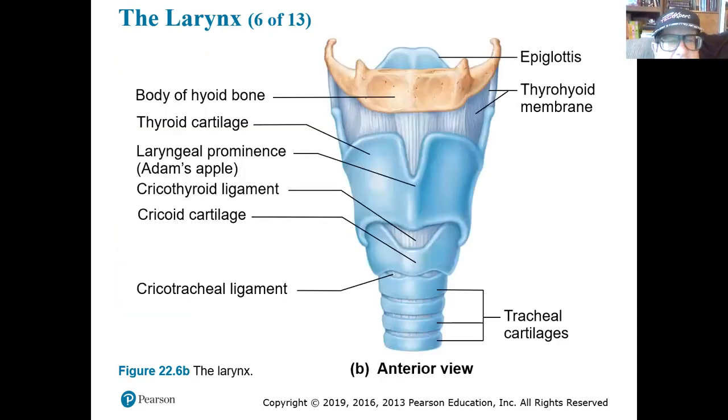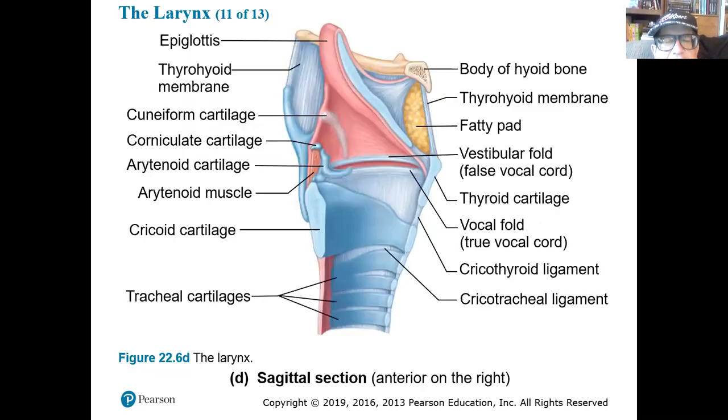Moving on. The hyoid bone at the top. Now behind that, you have sticking up the epiglottis. There should be a lateral view. Sorry, a side view. Yeah, we have a side view. Okay, so cuneiform cartilage, corniculate cartilage, arytenoid muscle.